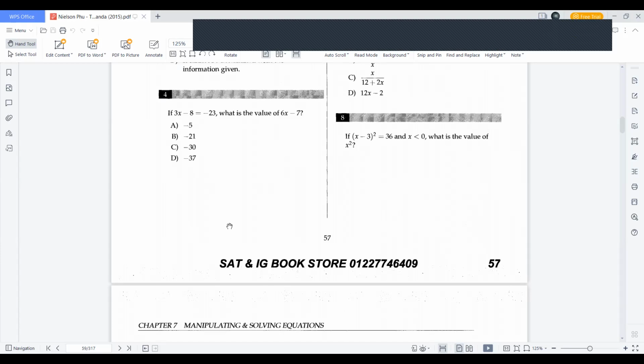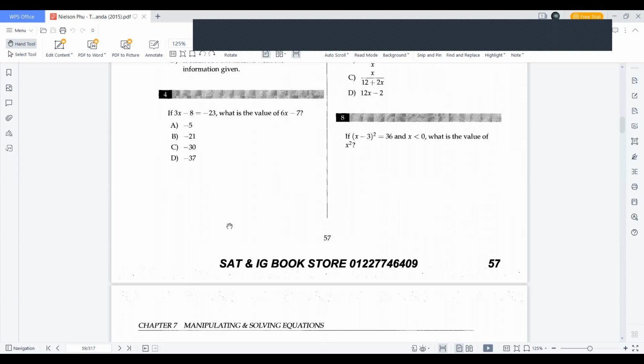So I will go with answer choice D. Why? Because first of all, I have to find the value of x. After finding the value of x, I found that it's -5. Then we place it in 6x. I have to put -5 in 6x and multiply it. After multiplying it, I found that it's -30 minus 7, and that's giving me -37.